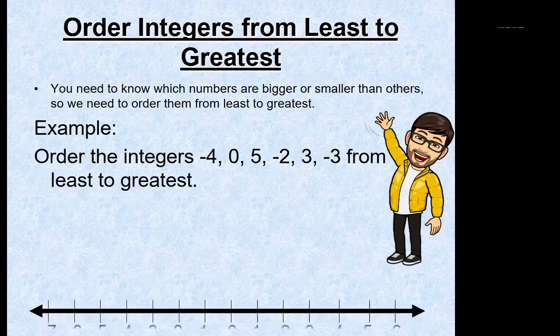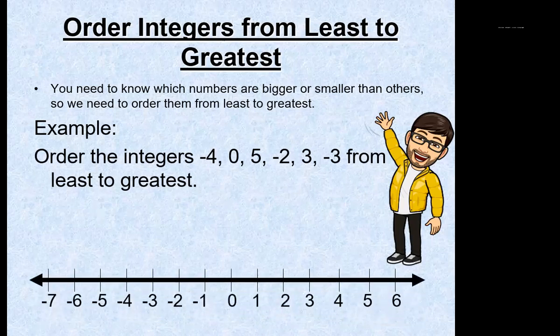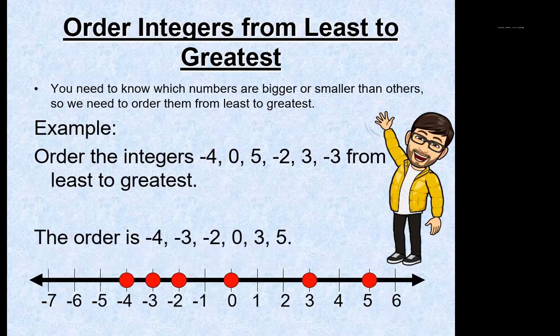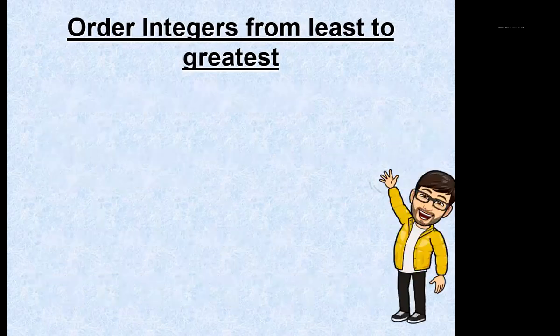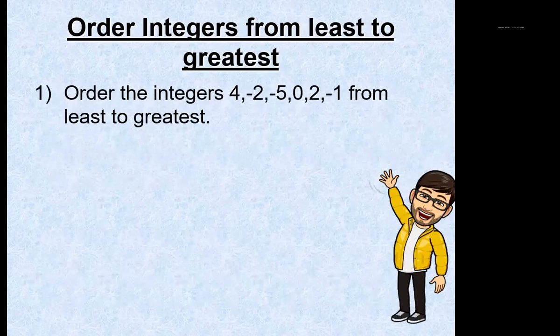Pero kung may number line tayo, mas mabilis natin ma-identify kasi nga nakalagay na siya in order. So yung pinakakaliwa, yun yung pinakamababa. Okay? Yung pinakakanan, yun yung pinakamataas. Negative 4, negative 3, negative 2, 0, 3, 5. Diba? Pero kung isusulat lang natin without number line, na yan po. Okay? Negative 4, negative 3, negative 2, 0, 3, 5. So that's it. Order from least to greatest. Naintindihan? Madali.